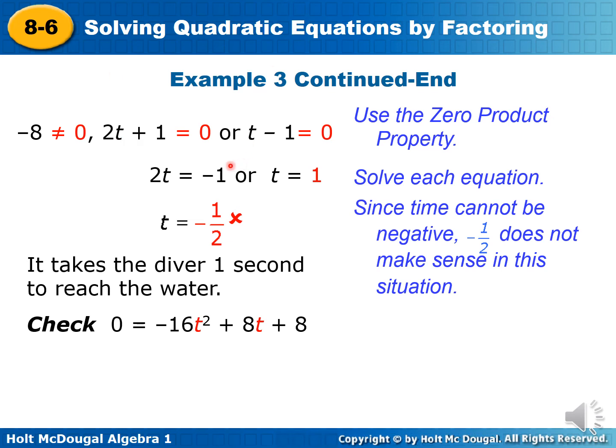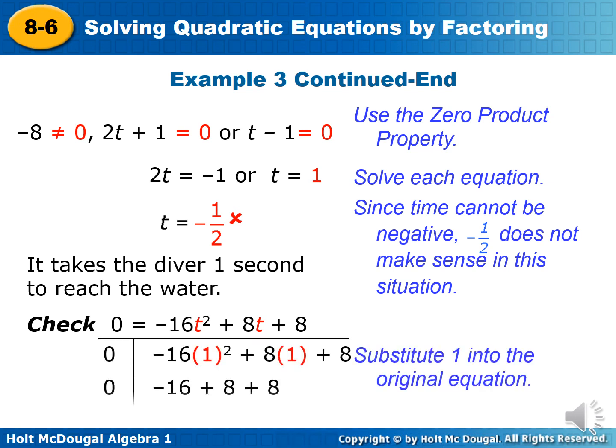As you can see here, whenever you have a negative, we're talking about t here. T stands for time. Time can't be negative. We wish, right? So this will be excluded because it cannot be a negative value. So the answer is only 1 second. What does that mean? The diver would take 1 second to reach the water. How do we check? We substitute and we make sure that the answer is correct.